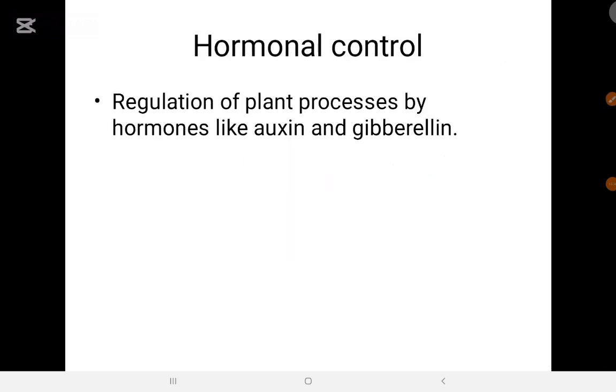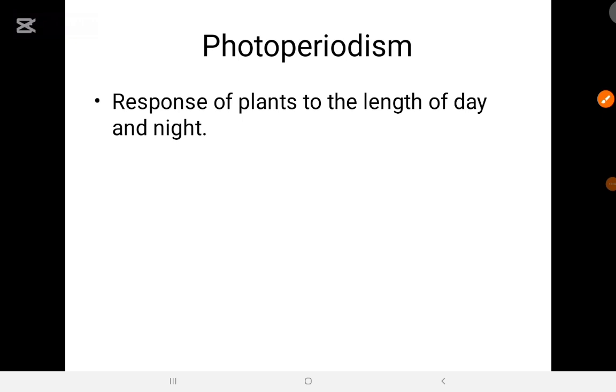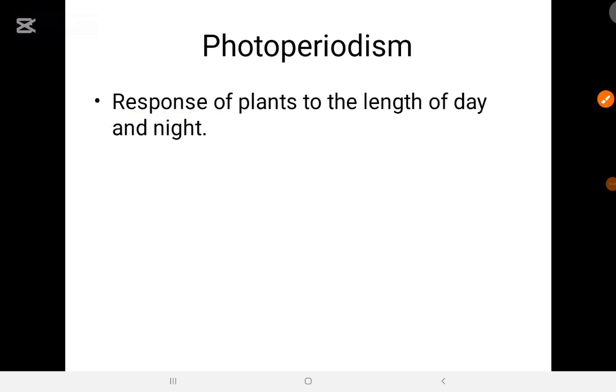Now, hormonal control is the regulation of plant processes by hormones like auxin and gibberellin. Remember, these are the growth hormones of the plant. Basically, the chief hormone of the plant is auxin, for overall growth and development. Gibberellin helps in the growth of the stem, or of the shoot in young plants. Then photoperiodicity: photo means light, and period means process. It is the response of plants to the length of day and night.